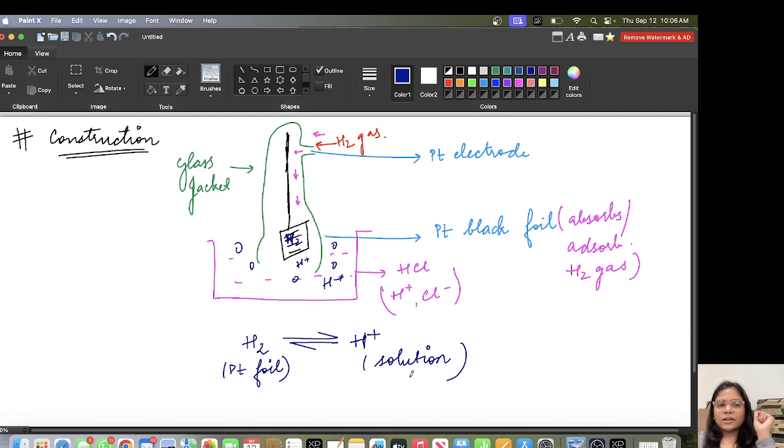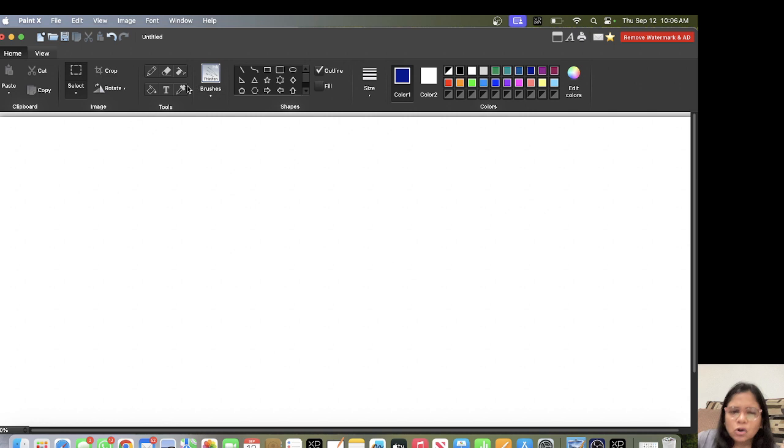Now, I told you in the beginning that SHE can act as a cathode as well as an anode half cell. Now, let's see how it acts as an anode and cathode half cell.